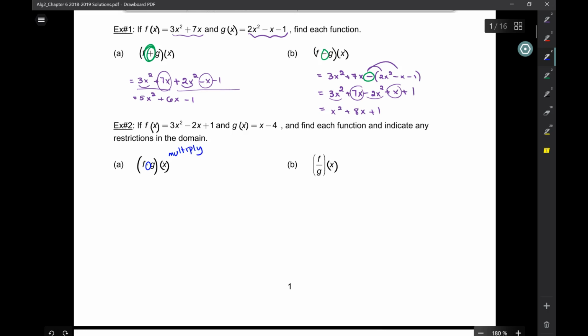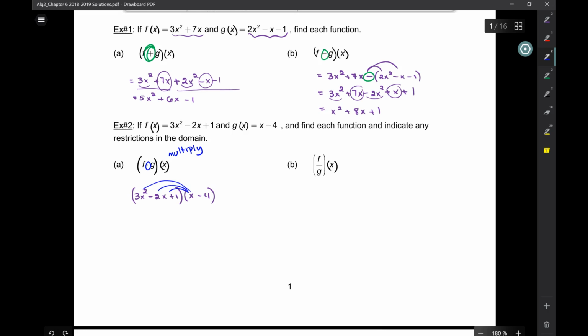So multiply. So I've got 3x squared minus 2x plus 1 times x minus 4. Okay, so here I can either multiply the longer polynomial into this, or I could go the opposite way. It's actually quicker if you distribute the shorter function into the other one. For me, it's quicker. I guess it's the same number of multiplying, but I kind of like this more.